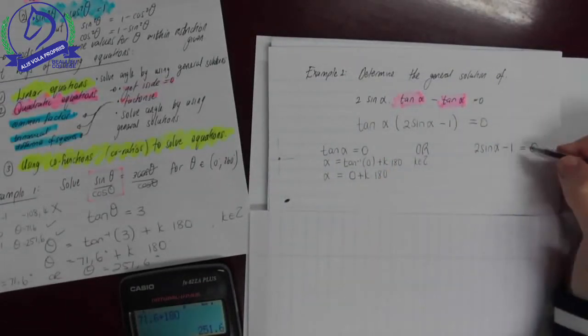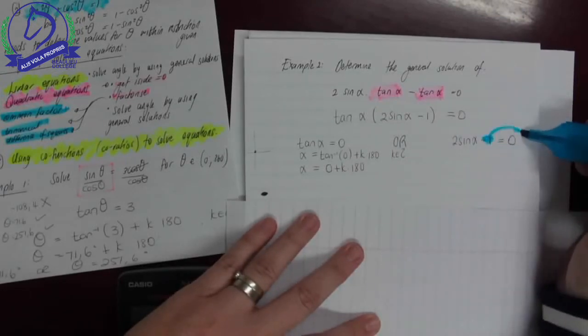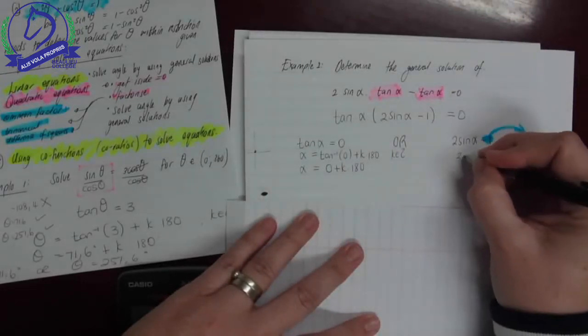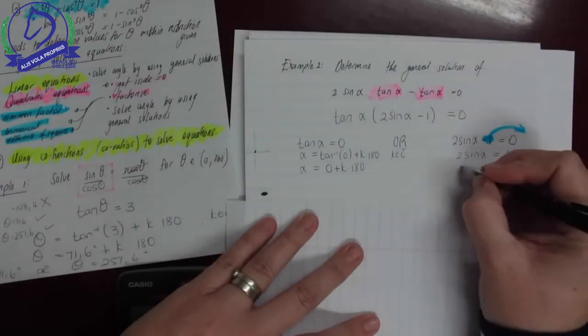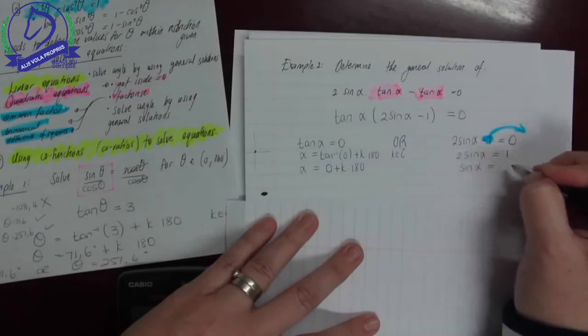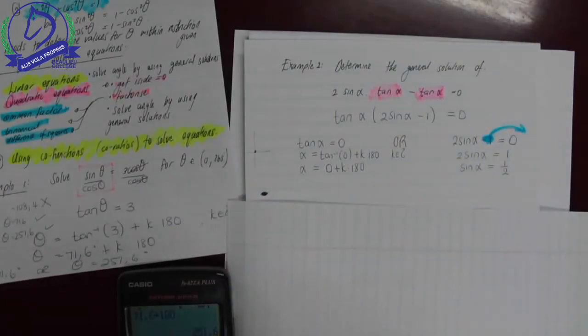Or, now I have to isolate. So first I'm going to move the minus 1 over. So I'm going to have 2 sine alpha equals 1. Now I'm going to divide both sides by 2. So I get sine is a half.